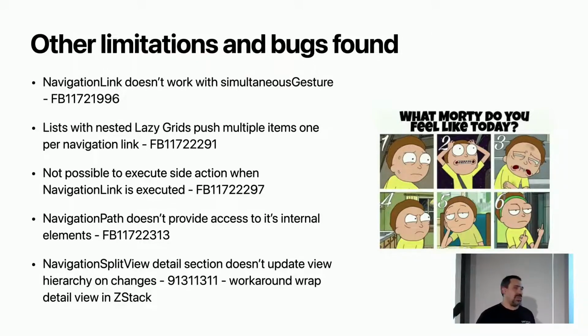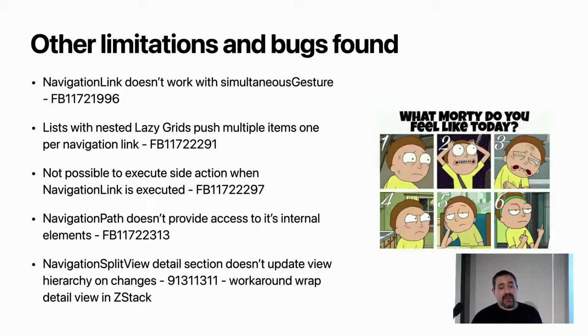The other one is the one that I was showing you earlier, right? This is an enhancement request. It's not possible to execute any side action when you hit a navigation link, unless you do this with the navigation path, which is the other one that I was mentioning, which is basically a type erased struct, which is pretty cool, but it doesn't provide you any visibility on what is internally. So my workaround is what I was showing in there, using the announce.